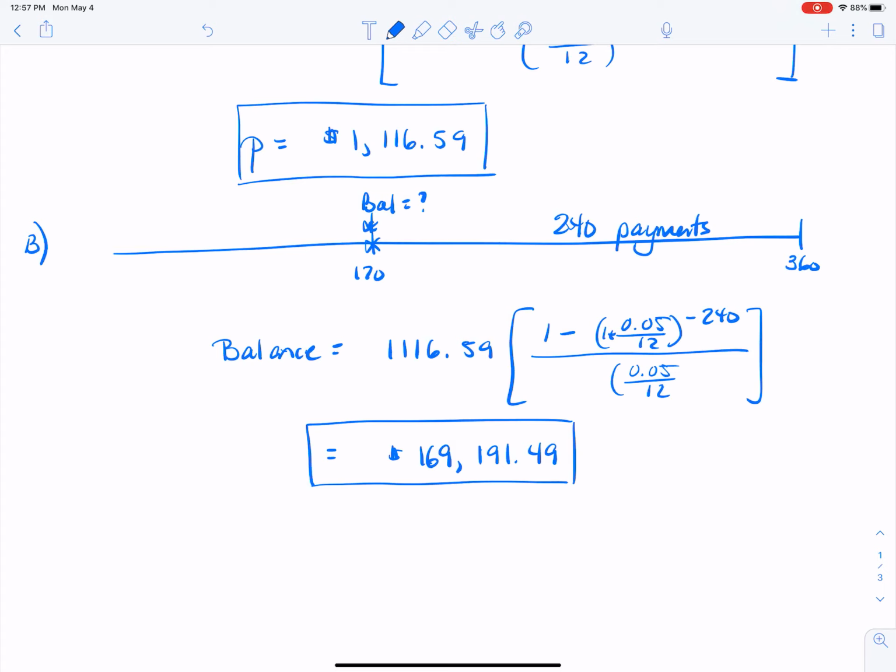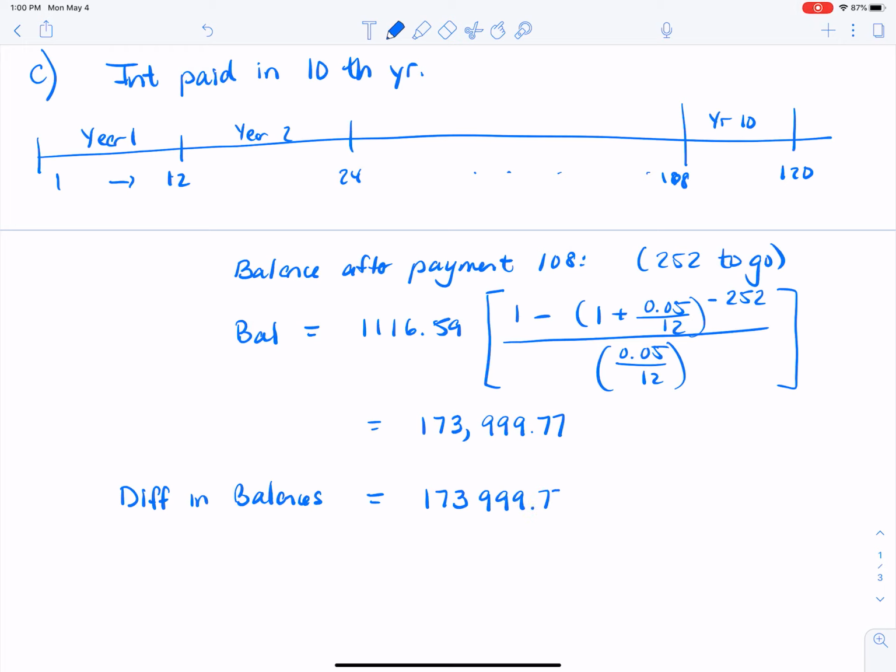So now the difference in the balances, and we find that because we know what the balance is after payment 120. We know what the balance is after payment number 108. If we subtract that, we figure out, well, how much did we actually pay toward the loan in that year? So it's 173,999.77 minus the balance we just got, which was 169,191.49. And that difference is 4,808.28.